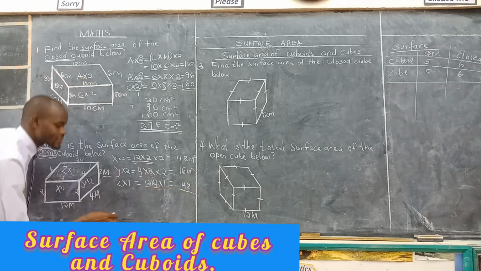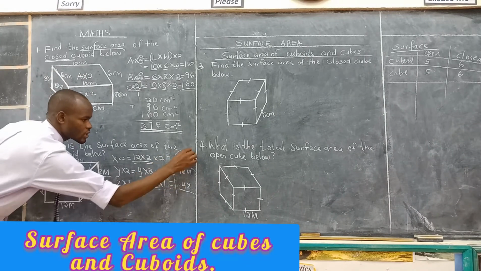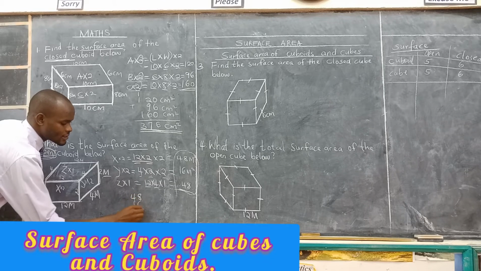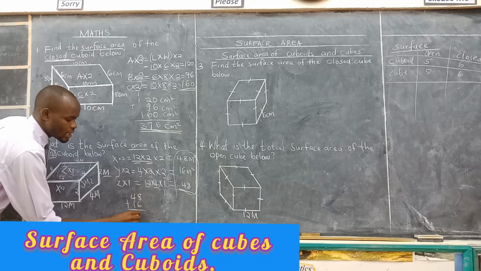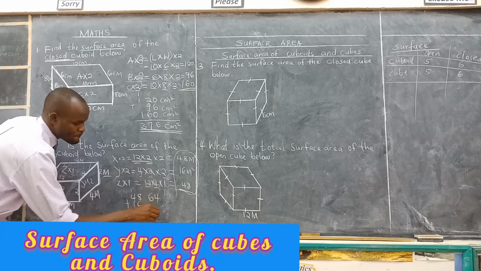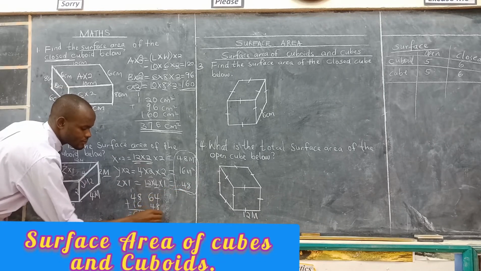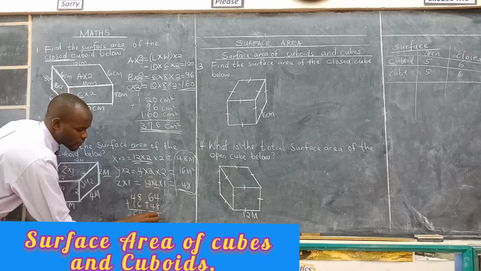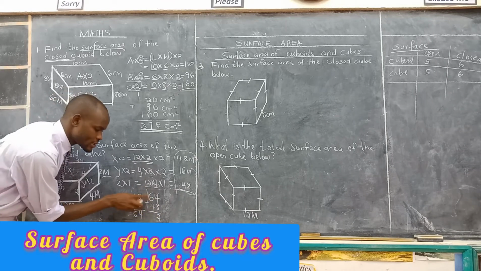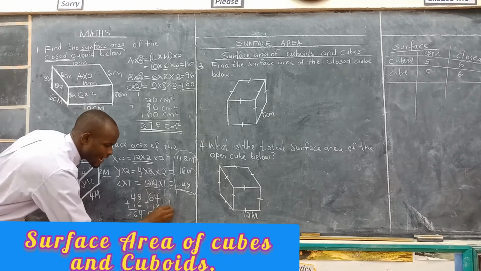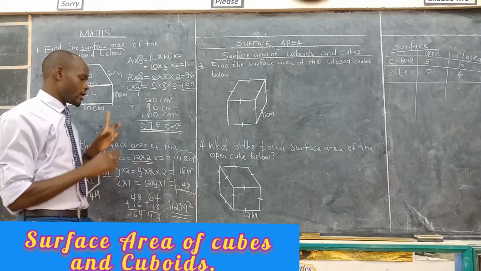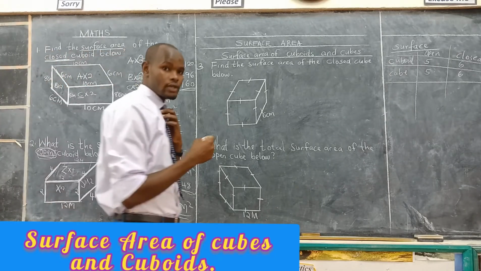You want to get surface area, you add those areas now. 48 plus 16, 6 plus 8, you have 14, carry 1, 1 plus 4 plus 1, you get 6... that is, you get 112 meters squared. That is the surface area of that cuboid.